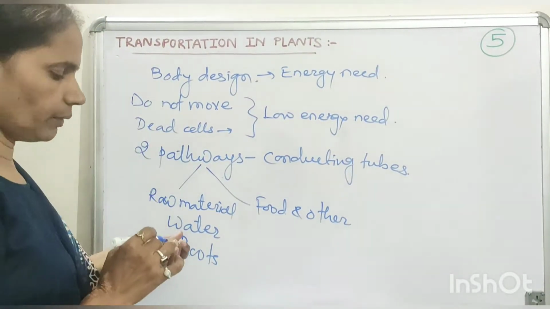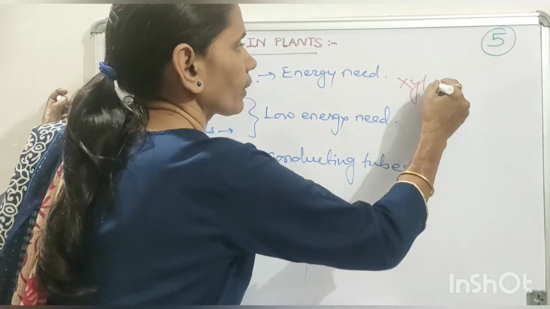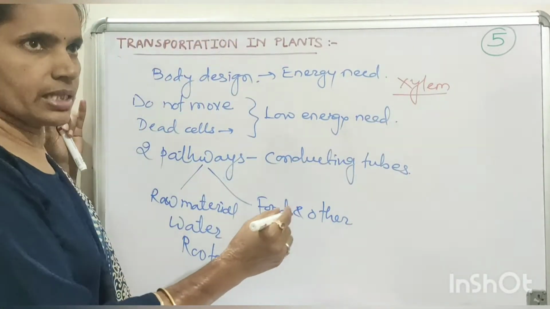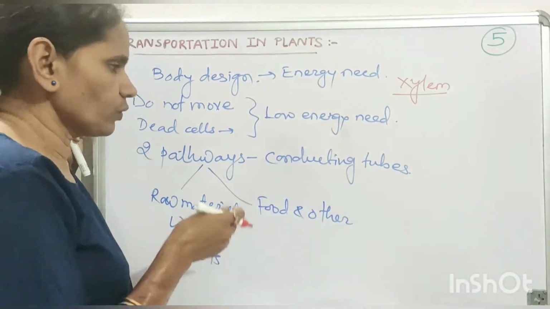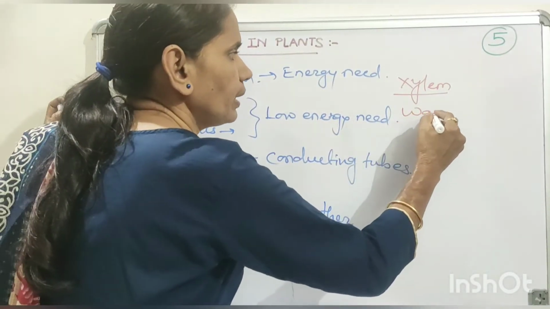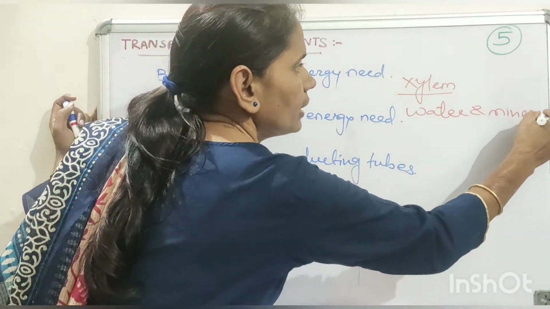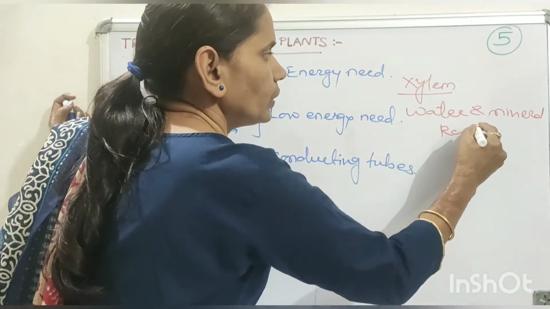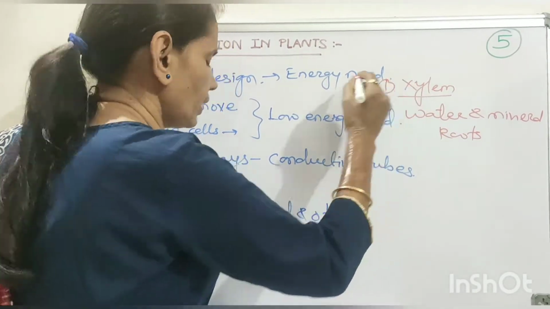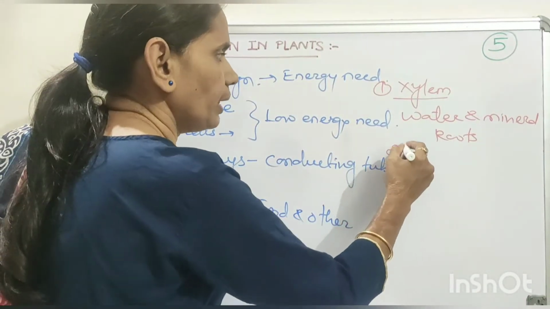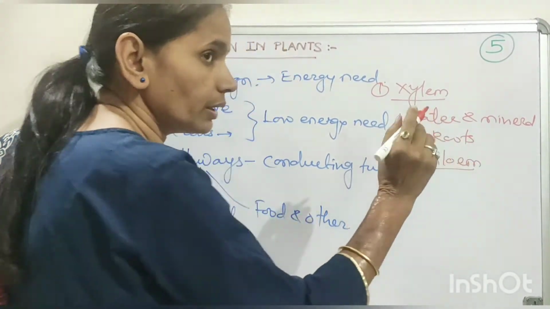Now the first pathway consists of a tissue system known as xylem. Xylem is a part of the transport system which moves the water and other minerals absorbed by the roots to the other parts of the plant. And the second pathway is conducted by another system, that is phloem. So there are two major tissue systems.